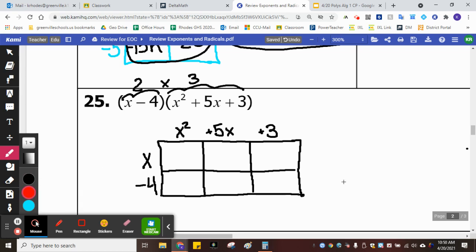Then you multiply. So this whole row is going to be x times x squared goes here. X times 5x goes here. X times 3 goes here. So in the first box, x times x squared. X cubed. X times 5x. Perfect. 5x squared. X times 3. 3x.